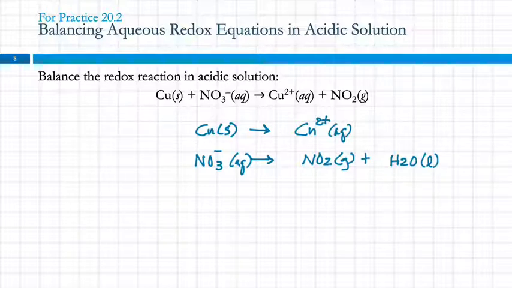So I fixed the oxygens, but then I introduced a new problem. Now I have hydrogens I have to balance. So I'm going to balance those with hydrogen ions. I have 2 hydrogen atoms over here in this molecule. I need 2 hydrogens over here. So hydrogen ions. These are hydrogen ions because this is an acidic solution. It's got an acid in it. Looking at this nitrate, it's probably nitric acid.